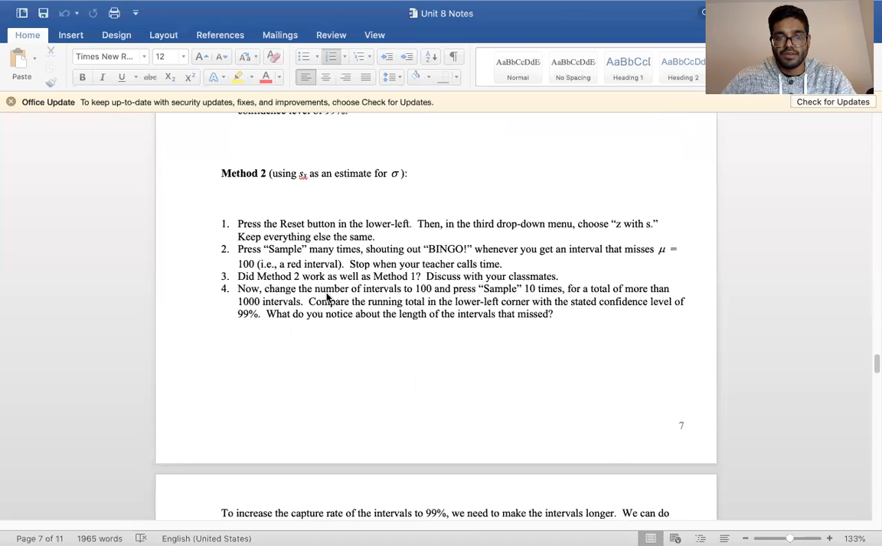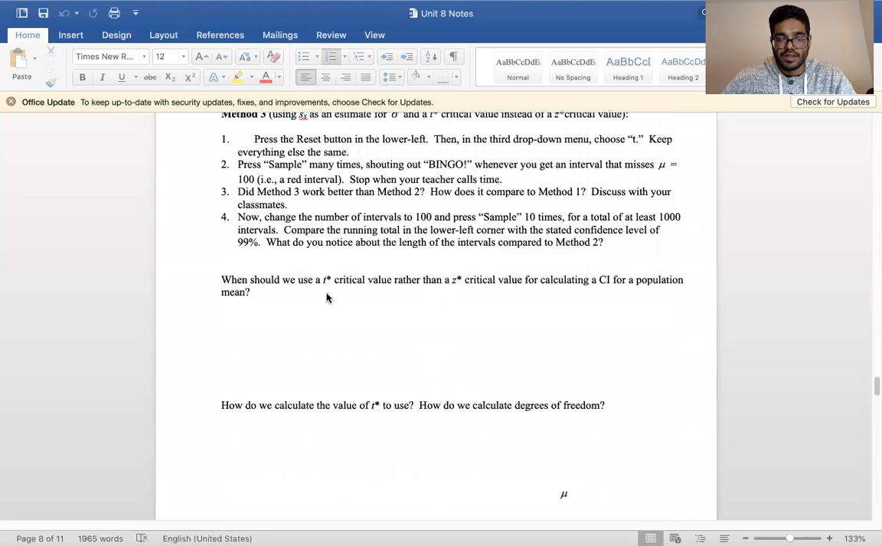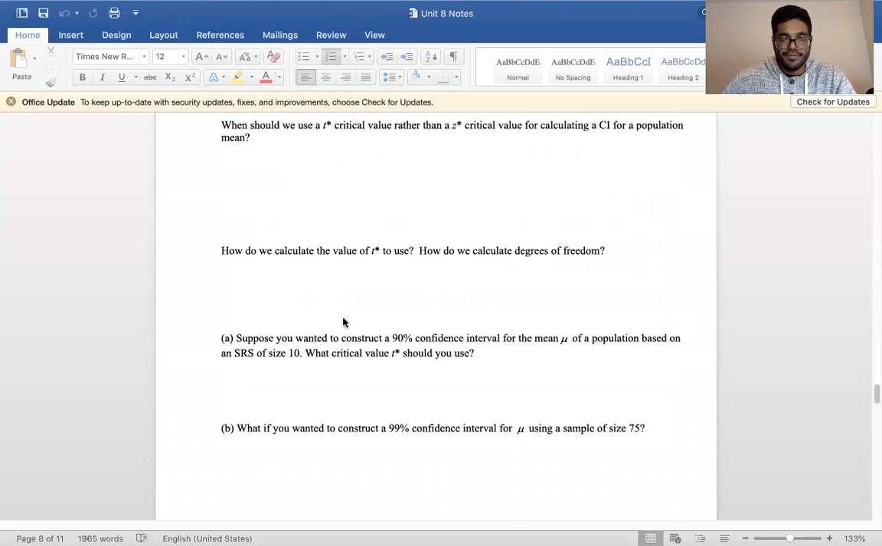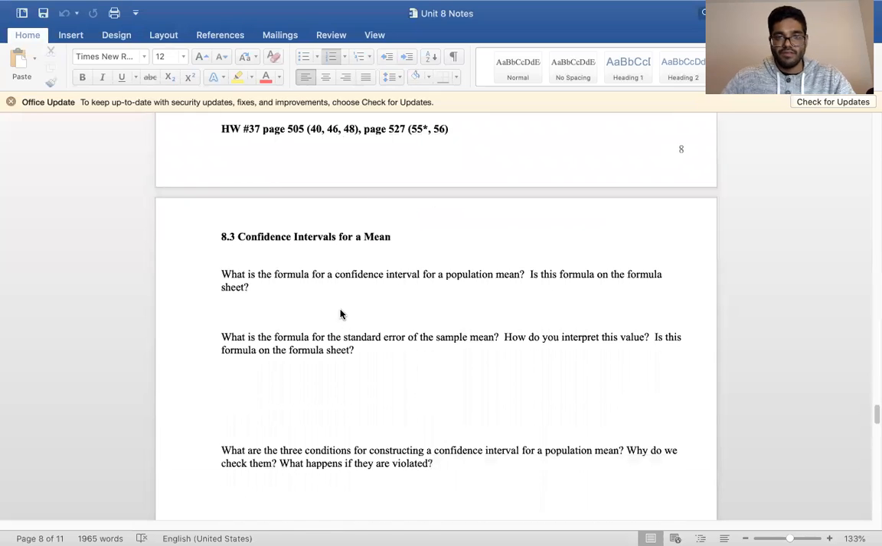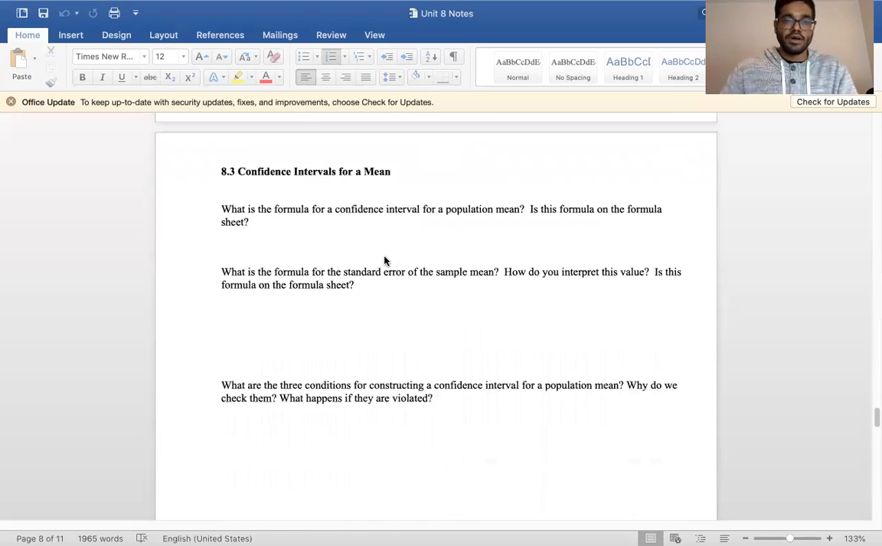A bunch of steps here and what to do, but we'll look at that together in class. And that's it for this video. We've got one more video coming up on 8.3, which is confidence intervals for the mean. But that will be that. So again, as always, if you have questions, let me know. But if not, have a great rest of your day.